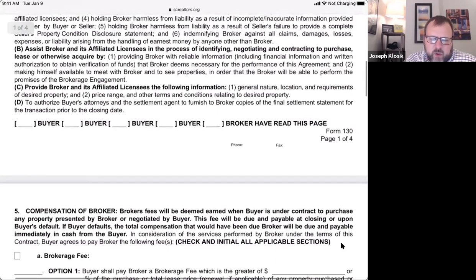And then it talks about some hold harmless stuff, which is always fun, right? You won't hold me liable for any incomplete, inaccurate information. If the seller fails to provide this, I can only relay information that they give. You'll assist the broker in the processing of identifying, negotiating, and contracting the purchase, which basically means that they're going to give you reliable information. They're going to participate in all of this side by side.